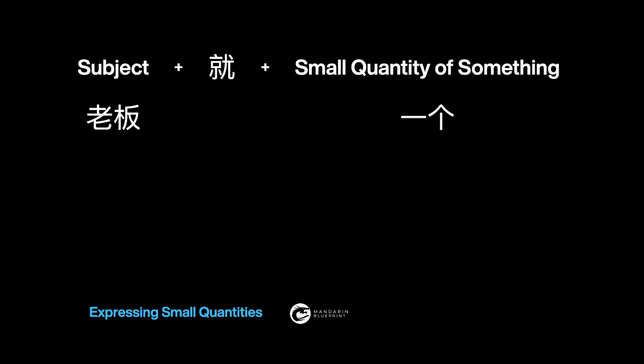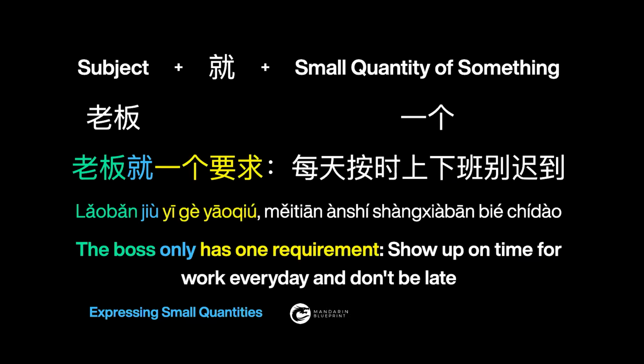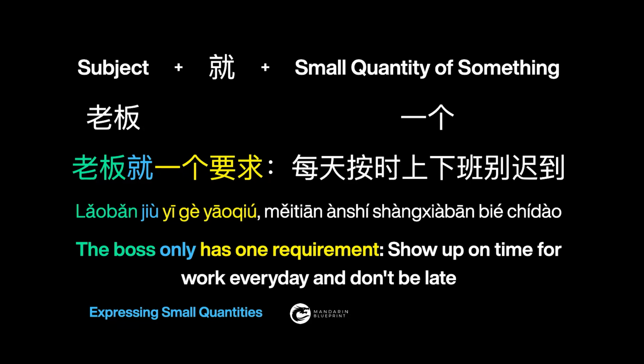about the quantity. Now, what if your subject was 老板 and the small quantity was 一个? And you see a sentence like this. 老板就一个要求 每天按时上下班别迟到 The boss only has one requirement. Show up on time for work every day and don't be late. So in this case, the small quantity is that they only have one requirement. I mean, it's probably an exaggeration, but it's like that whole, like, you had one job to do. There was only one requirement, and that's what's being expressed with 就 in this case.